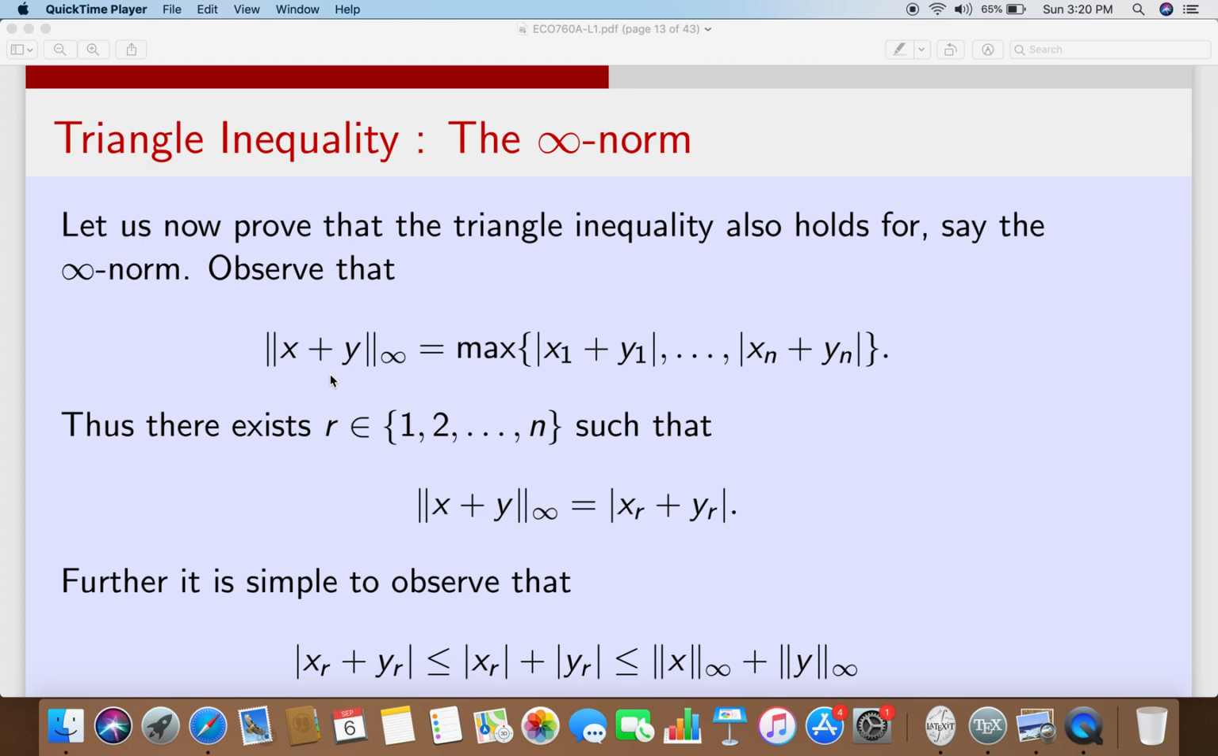Now, among these n absolute values, or n non-negative real numbers, one of them is the largest, or maybe two of them are the largest, or four of them, doesn't matter, but one of them is definitely the largest, right? All of them could be the largest one, having the same value, but one of them is definitely the largest, and let r be such one. So the norm of x plus y in the infinity norm is equal to the absolute value of xr plus yr for some r which belongs to one of these indices 1 to n.